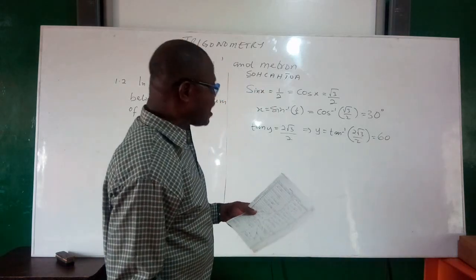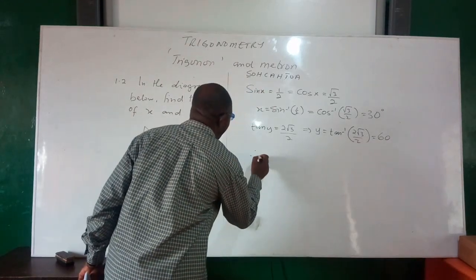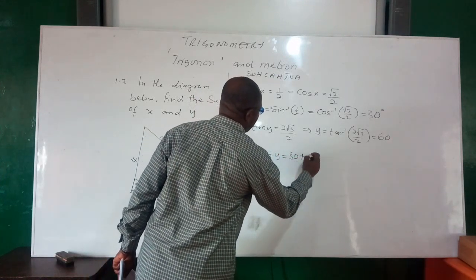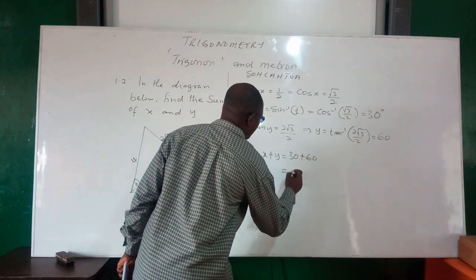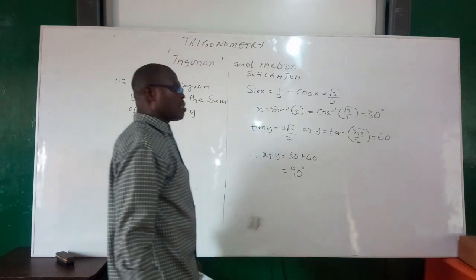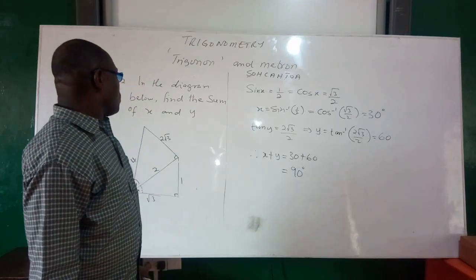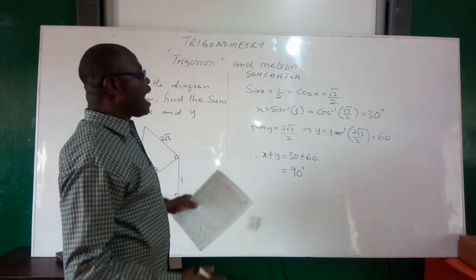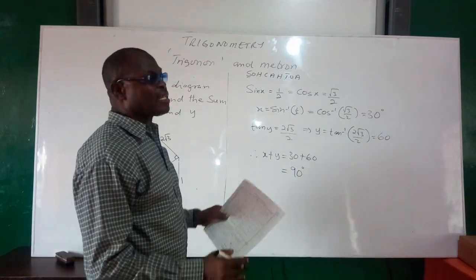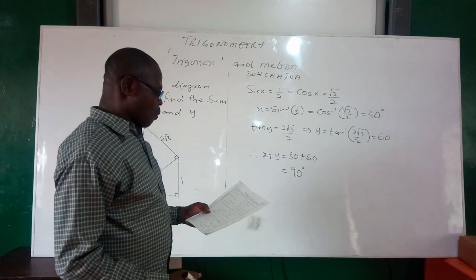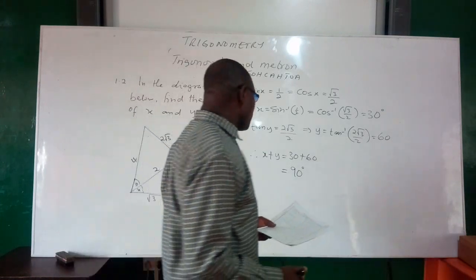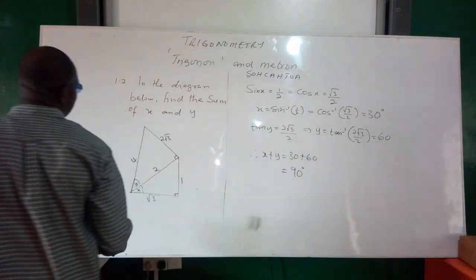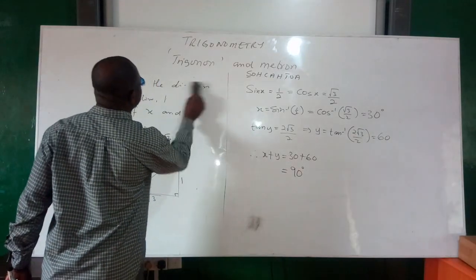Therefore, the question says that we should find the value of x and y. So x plus y is 30 plus 60, and this will give us 90 degrees. So we were asked separate values, and afterwards we have been asked at the tail end of the question to find the sum. Let's see our second question. We will be applying the SOHCAHTOA. That forms the basis of what we are doing.